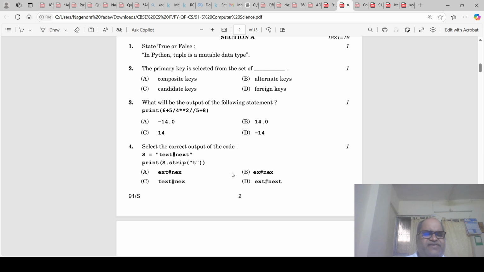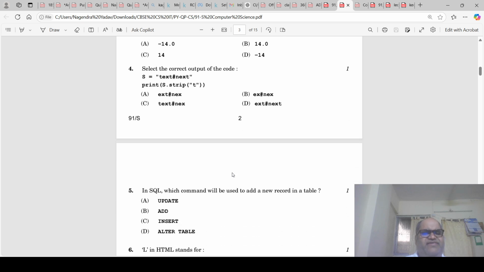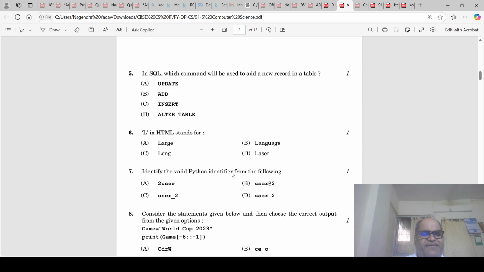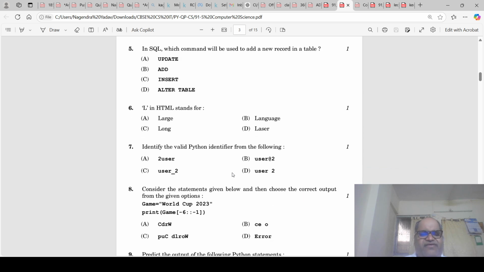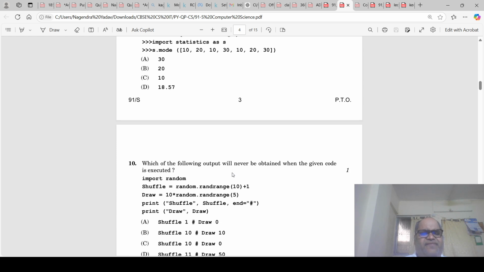Then the next one tests your ability to understand string-related manipulation. It is concatenating text and then stripping T from each side, left and right, all the T's. So this tests your ability to know the functionality of the built-in function strip. From here on I'll just scroll through, because we'll cover these anyway.